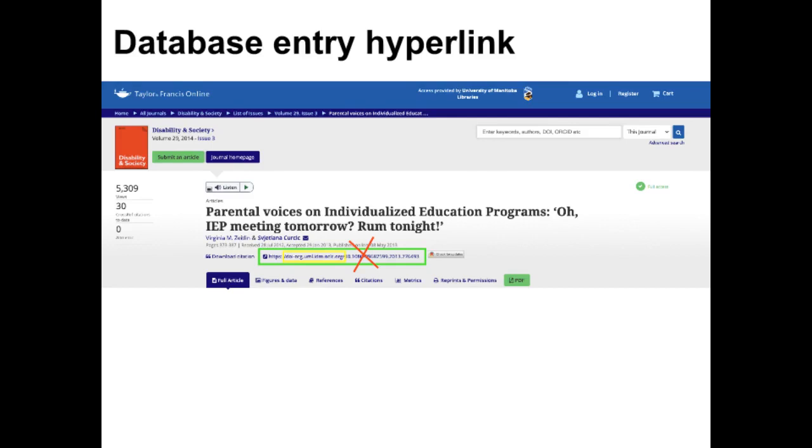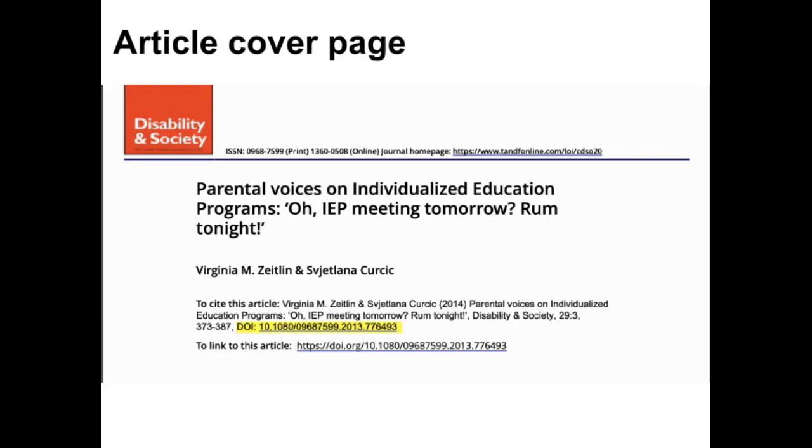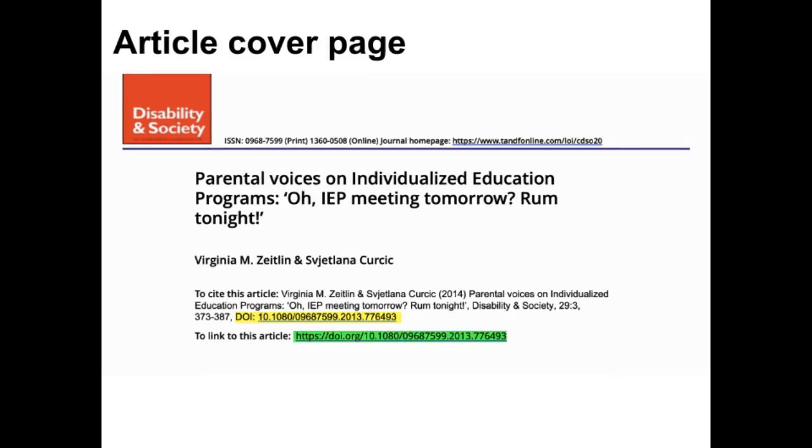I still want to read the article, so I click on PDF. Now I see the article cover page, which includes a sample citation with the DOI, although this citation is not formatted in APA style. However, underneath is the hyperlink that I need.